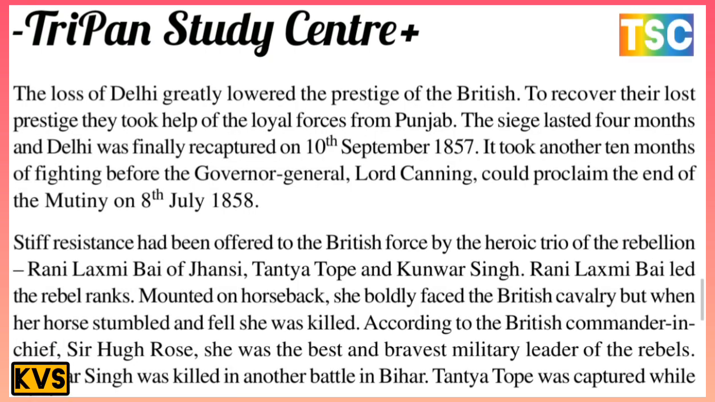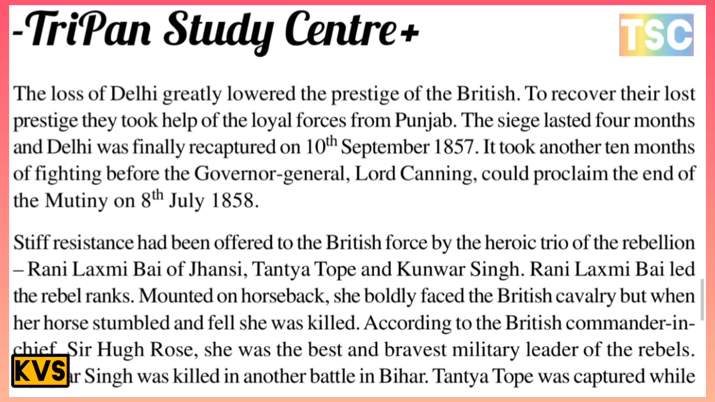The loss of Delhi greatly lowered the prestige of the British. To recover their loss and prestige, they took help from the loyal forces of Punjab. The assault lasted 4 months, and Delhi was finally recaptured on 10th September 1857. It took another 10 months of fighting before the Governor General, Lord Canning, could proclaim the end of the mutiny on 8th July 1858.